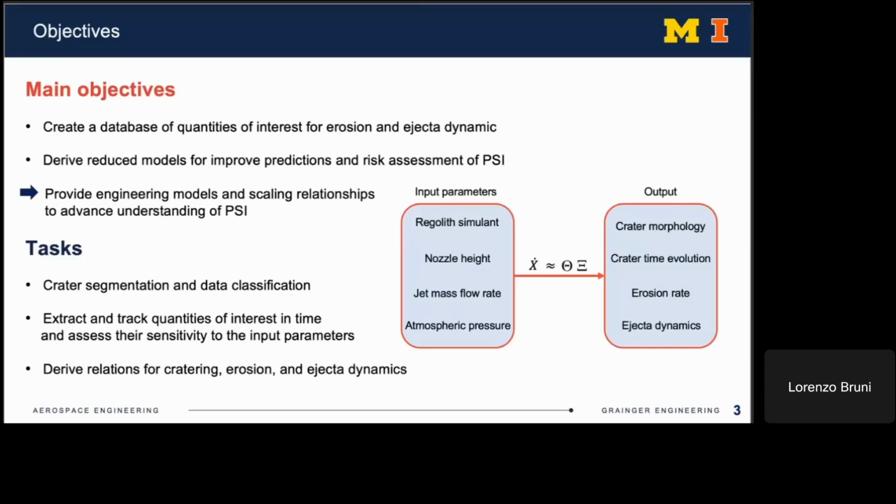Yes, please do. Okay, so the main objectives for this work are to create a database of quantities of interest for erosion and ejecta dynamics, and derive reduced models for improving predictions and risk assessment of PSI, in order to provide engineering models and scalable relationships to advance the understanding of plume surface interactions. The tasks that have to be performed in order to accomplish these main objectives are to segment the craters, classify the data, extract and track quantities of interest in time, assess their sensitivity to the input parameters of the problem, and finally derive relations for cratering, erosion, and ejecta dynamics.